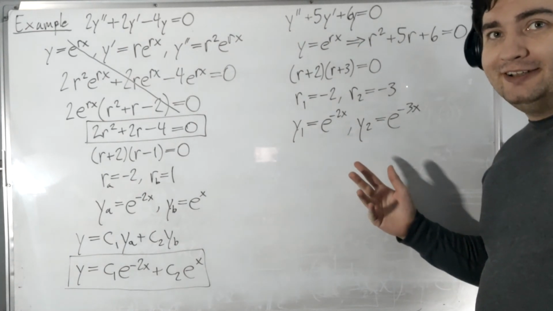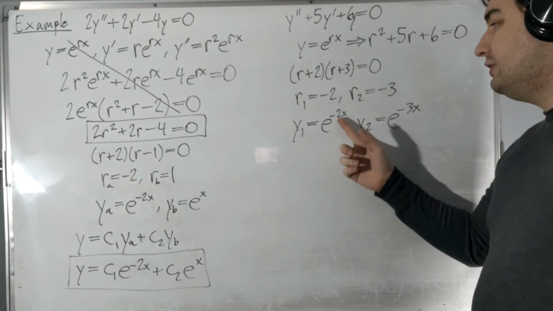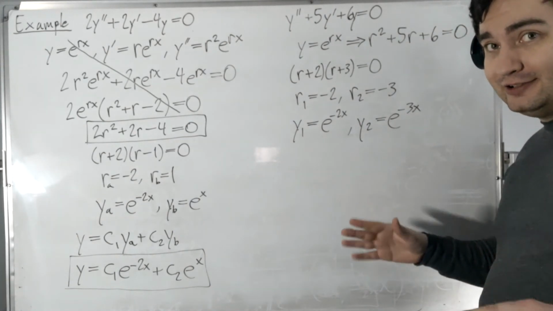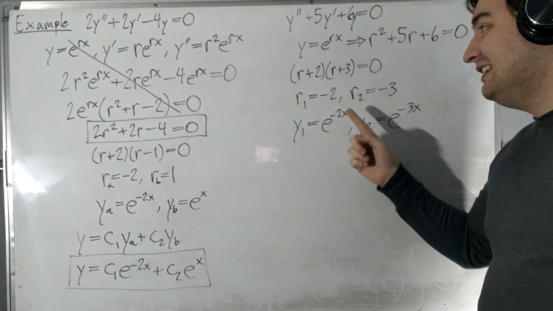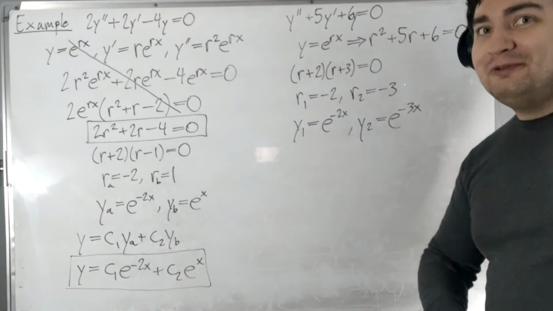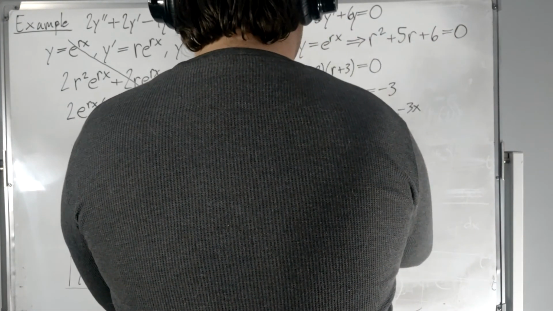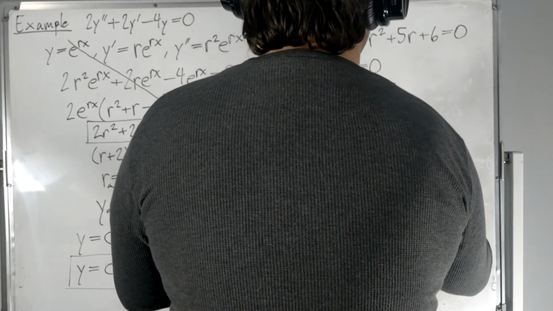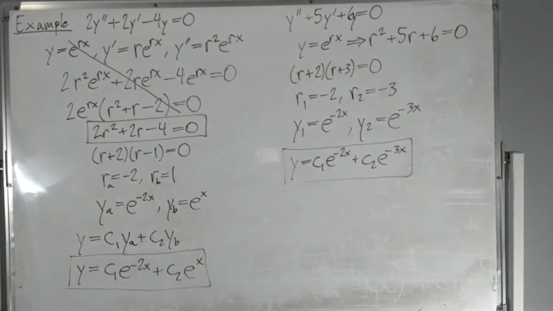The answer is yes. They're always going to be linearly independent if you have distinct real roots, because e to a root times x and e to a root times x are only linearly dependent if they're the same root. Which means that we'll have to do something differently when we get to repeated real roots, but we'll get to that in a future lecture. In any case, the general solution is just c1 e to the negative 2x plus c2 e to the negative 3x. All the linear combinations of e to the negative 2x and e to the negative 3x.